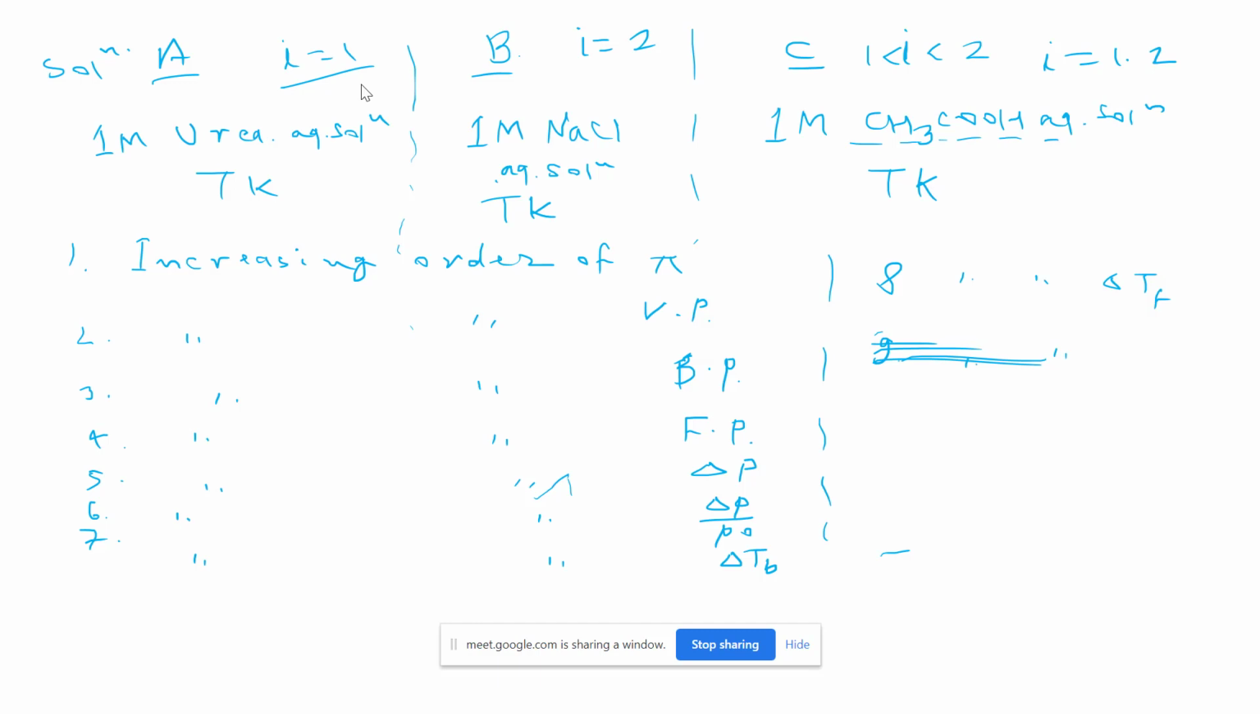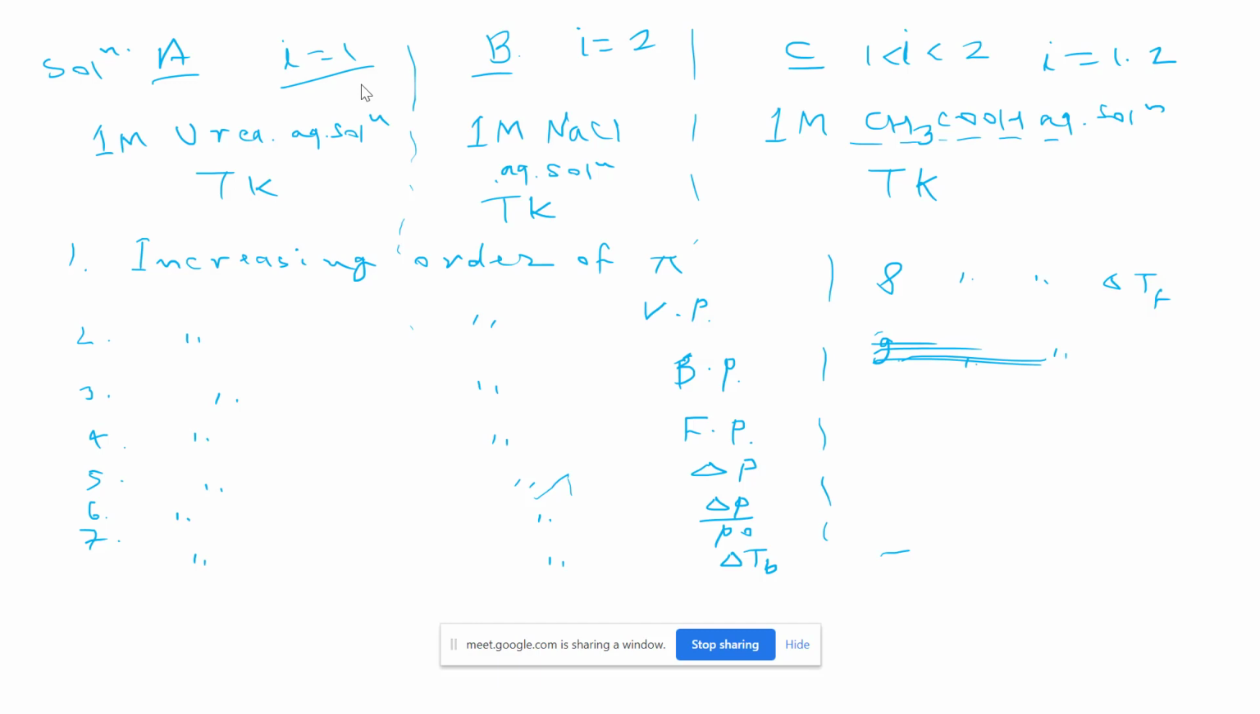Sir, all the colligative properties, since they are dependent upon the concentration or the strength and independent of the nature of solute, shouldn't they all be equal? Yes, these colligative properties all follow a similar order, i into C. So it should be A equal to B equal to C, right?